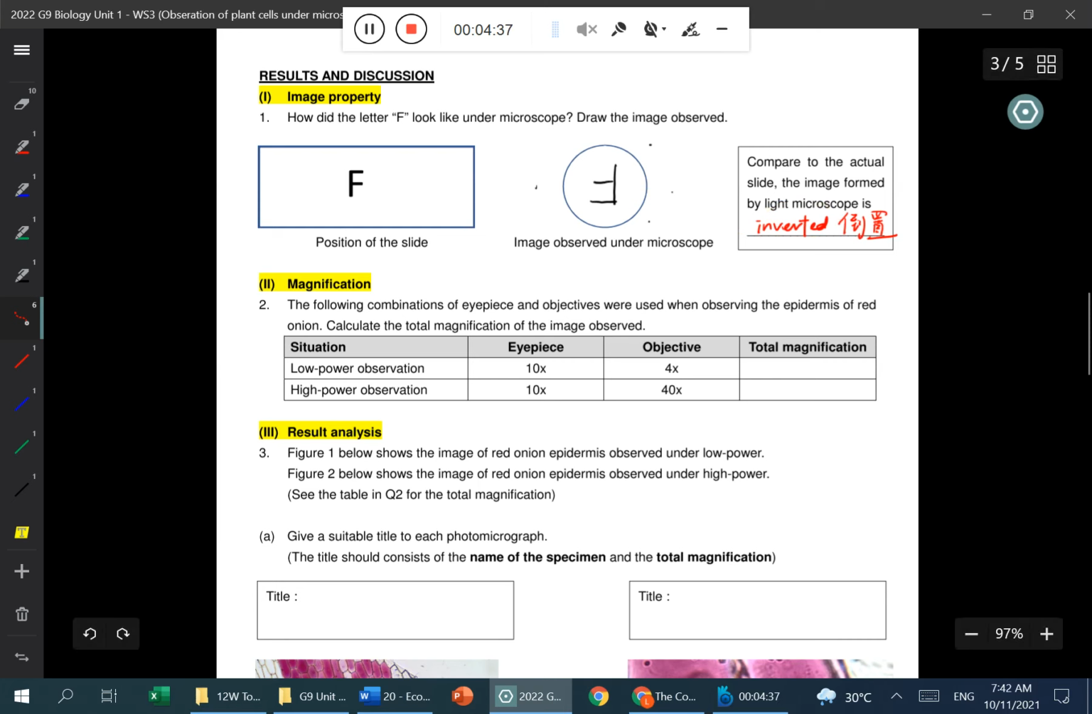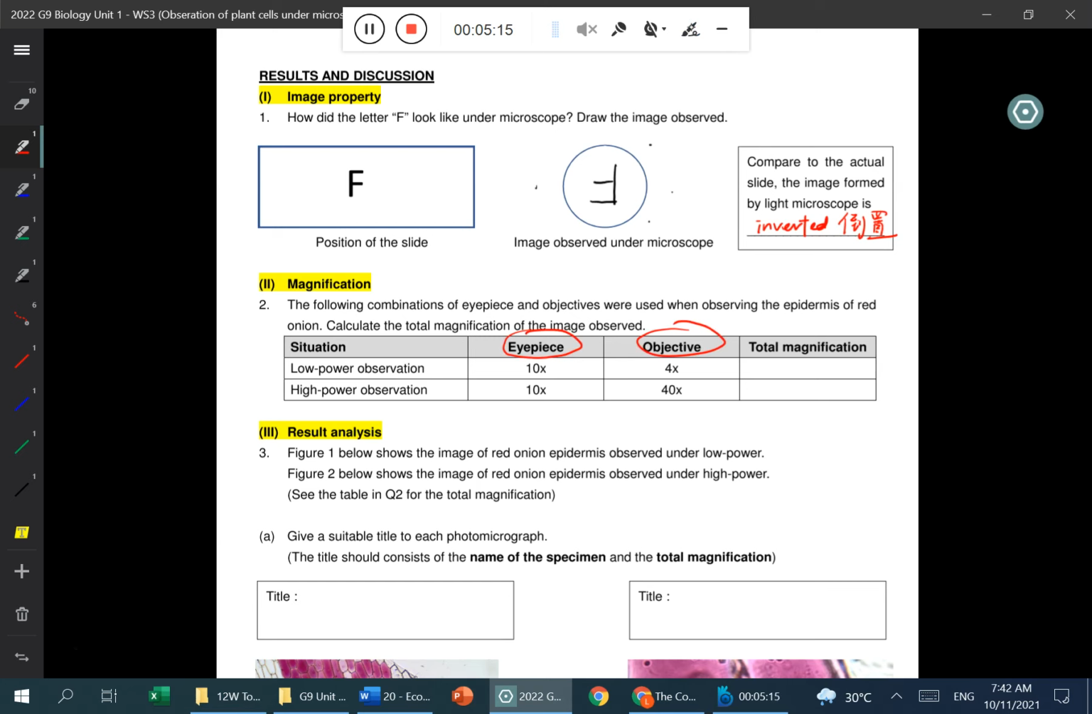Now the second property of the image is that the image is magnified. But by how many times the image is magnified, it's important to know, because eventually we want to know the actual size of the specimen or the sample. So that's why we need to know the exact magnification power during observations. Now, there are two lenses, remember, the eyepiece and the objective.